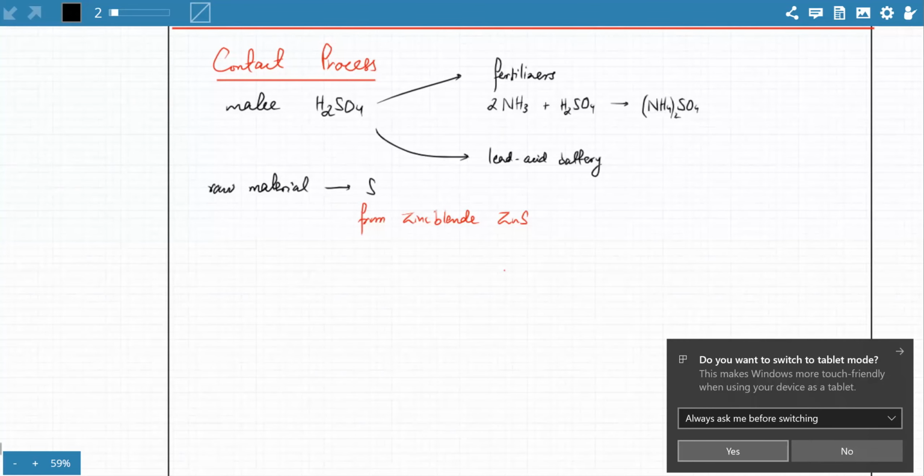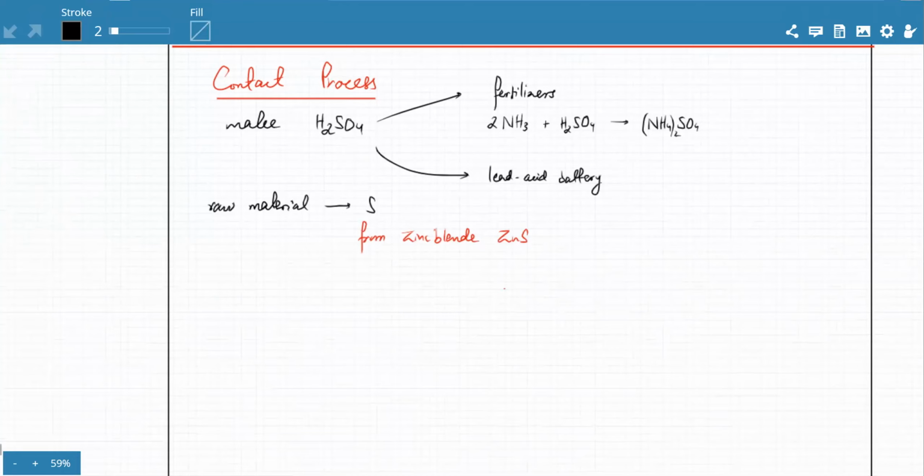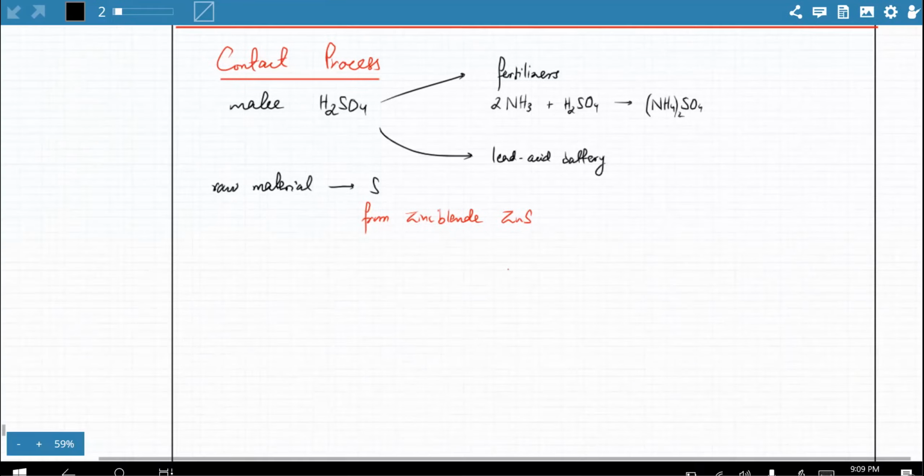The contact process. When we were talking about the contact process, we were dealing with making sulfuric acid. So here's the sulfuric acid part. This is what we were interested in: how do we make sulfuric acid? Its uses are that it's frequently used in fertilizers and lead acid batteries.